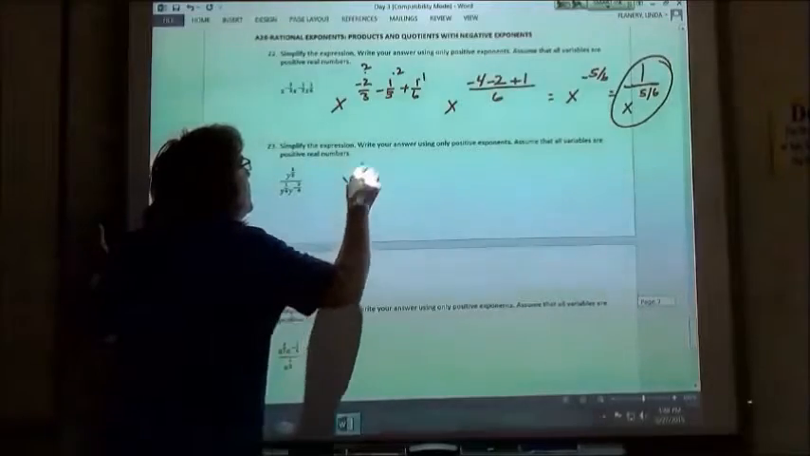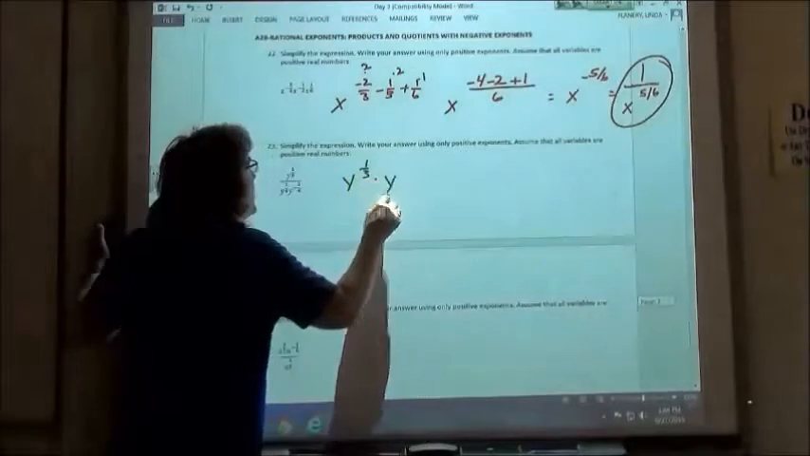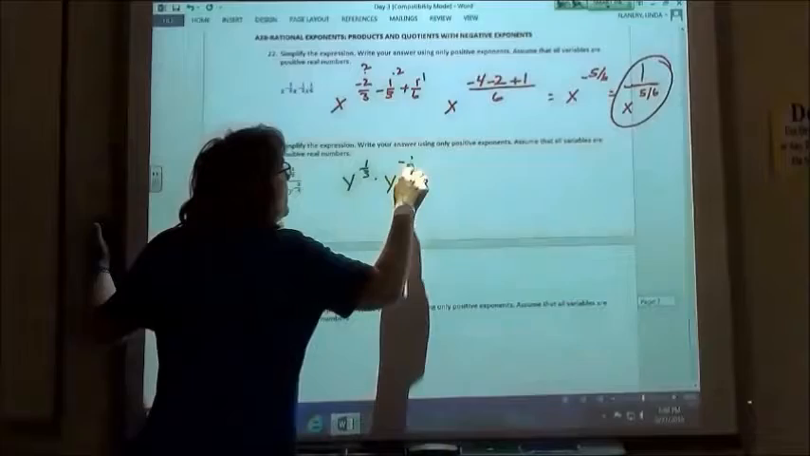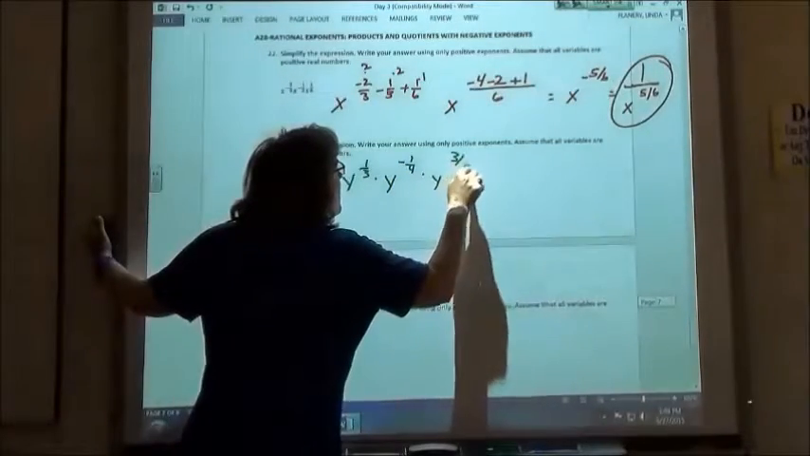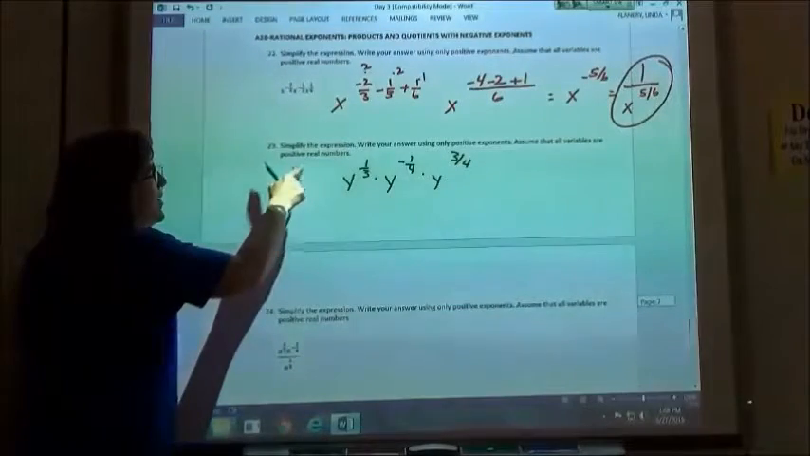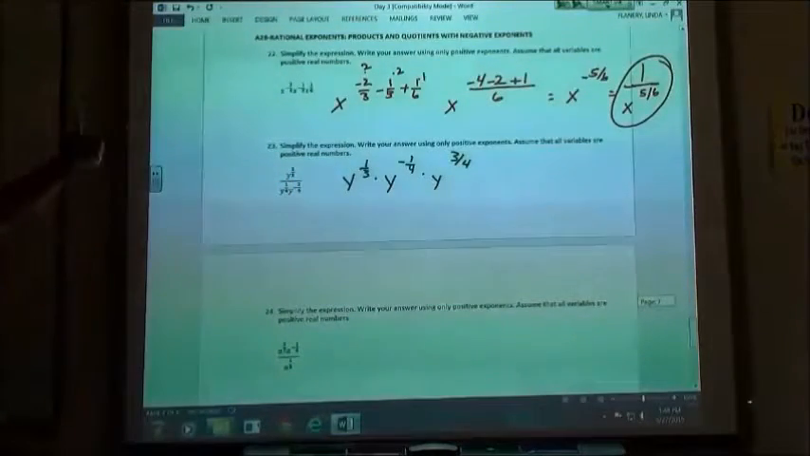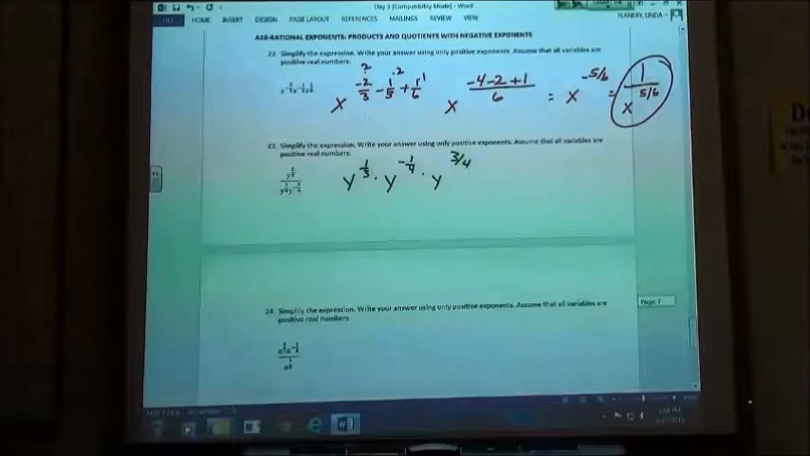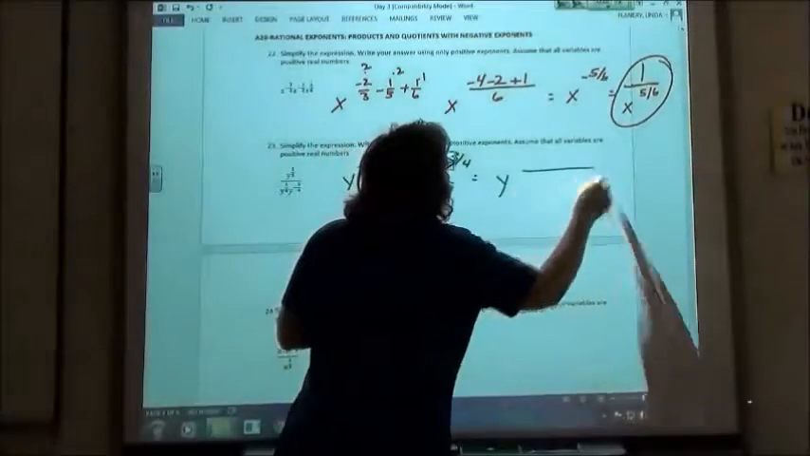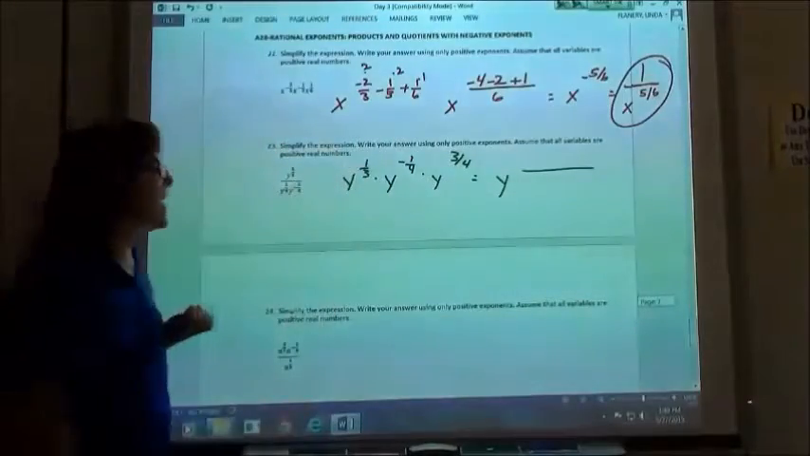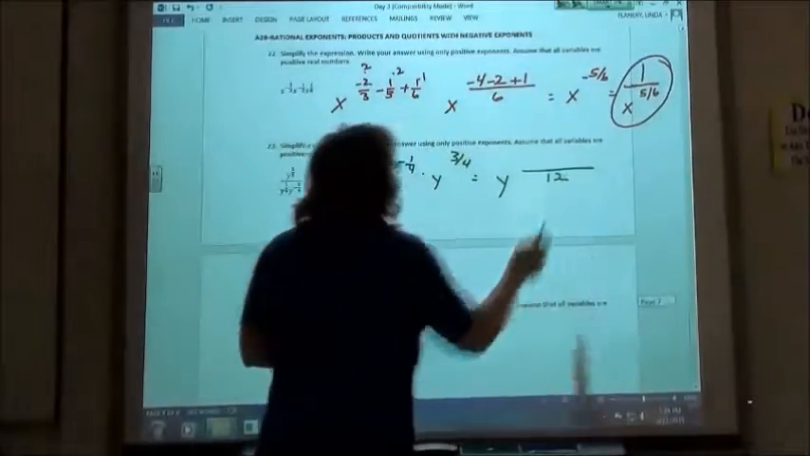So I'm going to have y to the 1/3 times y to the, this is going to become negative 1/4. And this is going to be y to the positive 3/4. So when I moved it from the bottom to the top, I had to do the reciprocal, which changes the sign of the exponents. Now again, I'm doing my adding and subtracting. So I'm just going to go ahead and find my common denominator. In this case, it's going to be 12.